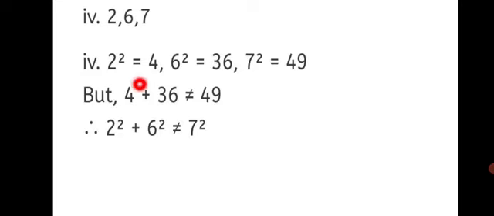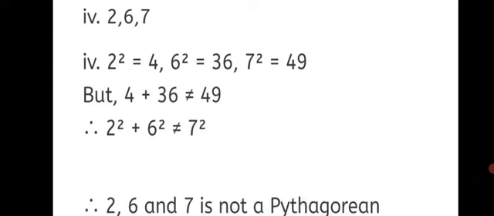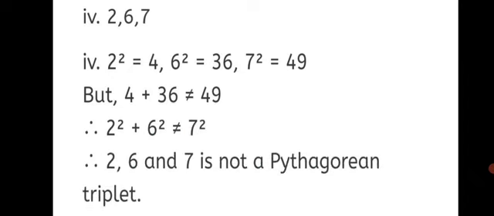4 is what? 2 square. So we write 2 square. 36 is what? 6 square. So we write 6 square. And 49 is whose square? 7 square. So we write 7 square. 2 square plus 6 square is not equal to 7 square. Therefore, 2, 6 and 7 is not a Pythagorean triplet.